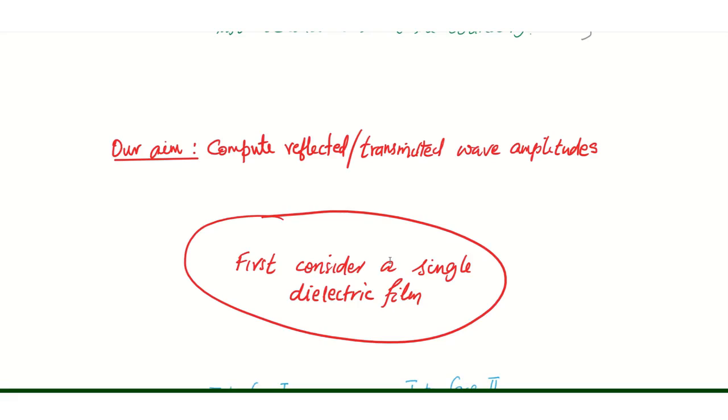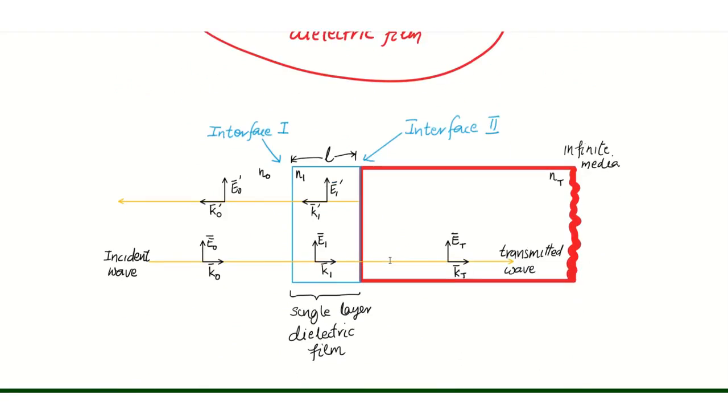Then you can adapt it to many layers. Okay, this is your situation. Here I have shown one dielectric film, a single layer dielectric film, which has a thickness of L. Then it is coated on a substrate which has a refractive index of Nt.